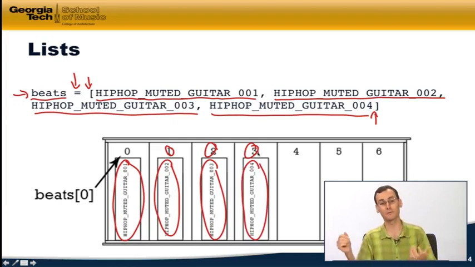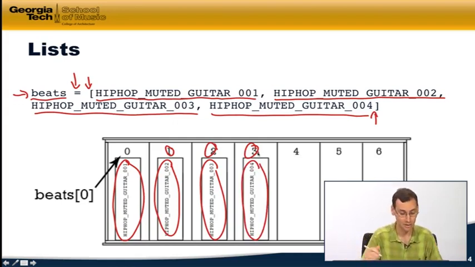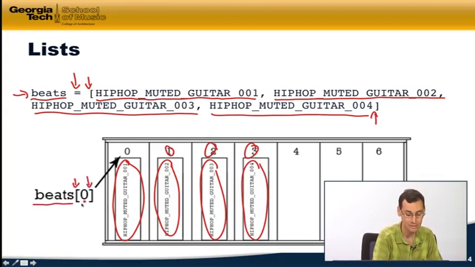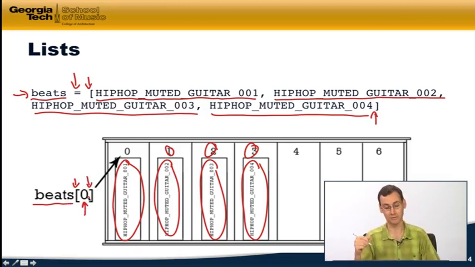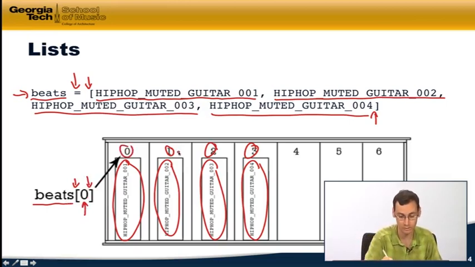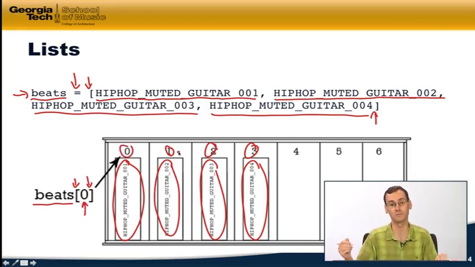And then if I were to ever want to reference one of these slots, I simply use that same bracket syntax. So I give my variable name, beats, and then I use the square brackets, and inside I give the index I want to use, the list index, 0, 1, 2, or 3, and it returns the value from that particular slot.